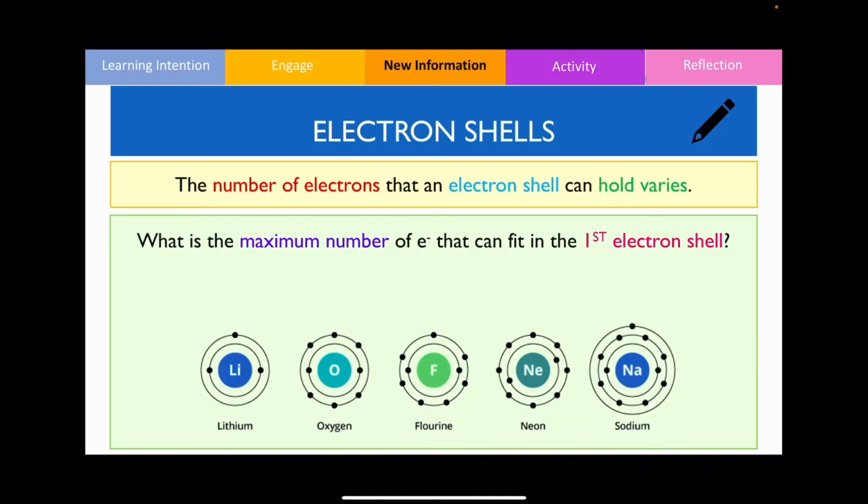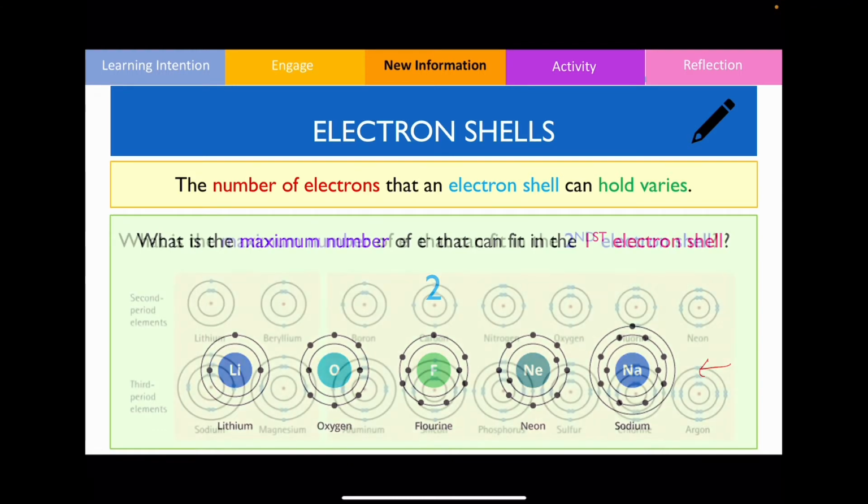Let's now talk about how many electrons can fit in each shell. The number of electrons that an electron shell can hold will vary. So let's look at these elements down below over here. Using this example, what is the maximum number of electrons that can fit in the first shell? In this example, we can clearly see that only 2 electrons can fit in the first shell.